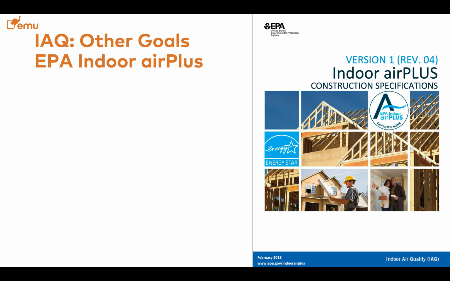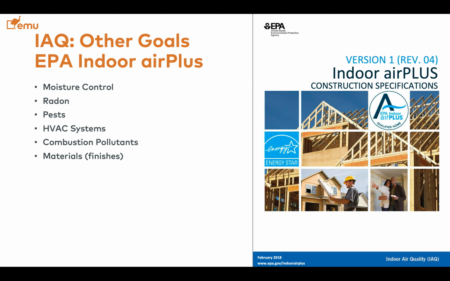Lastly, this is what we mentioned in a previous video. The Indoor airPLUS program by the EPA is a checklist to improve the quality inside the buildings in terms of controlling moisture, radon, preventing pest intrusion, having HVAC systems that work better, avoiding pollutants from combustion, and from material finishes. So this is a checklist that is required by the DOE Zero Energy Ready Home as well as Fuse. So we gave credit to this standard for implementing this.